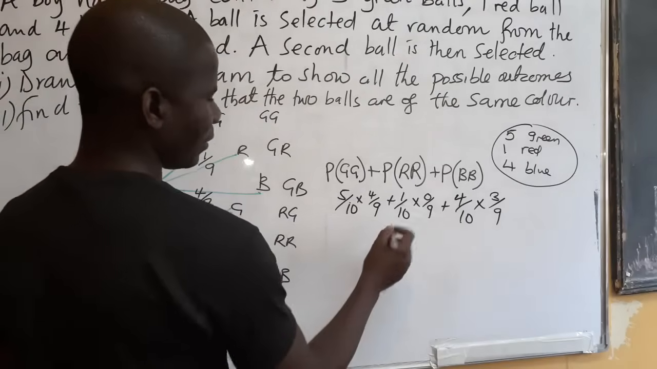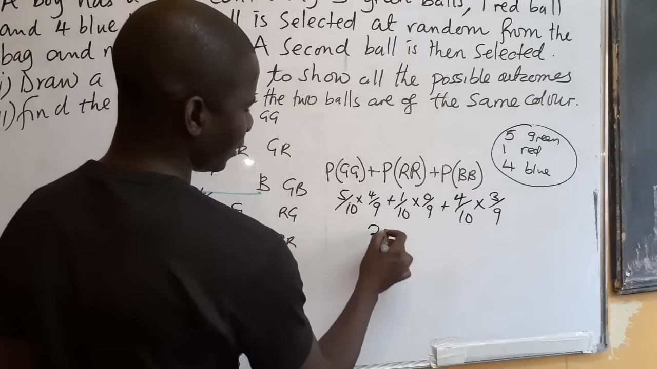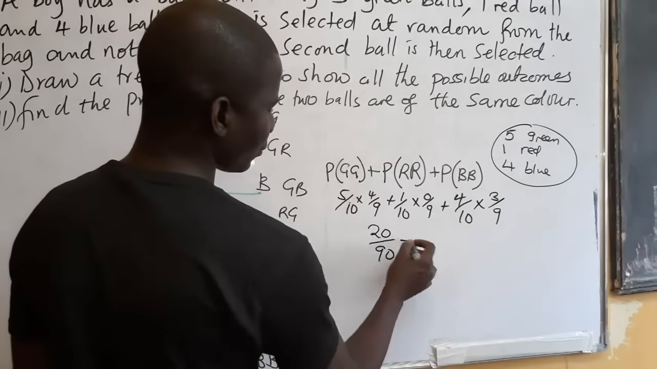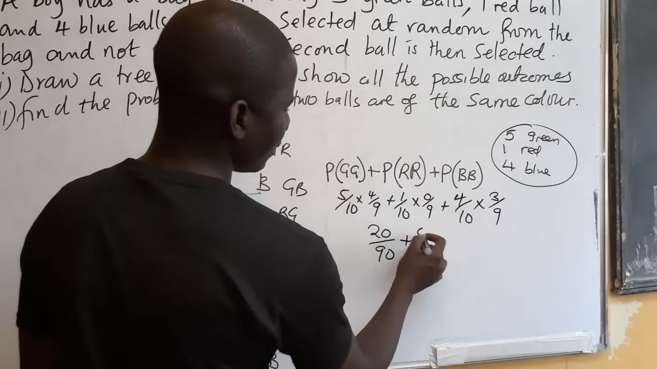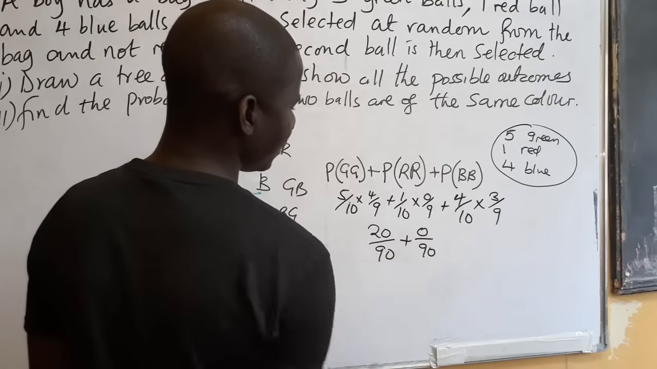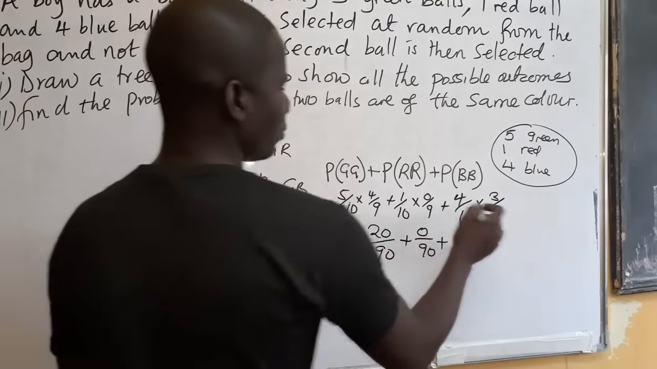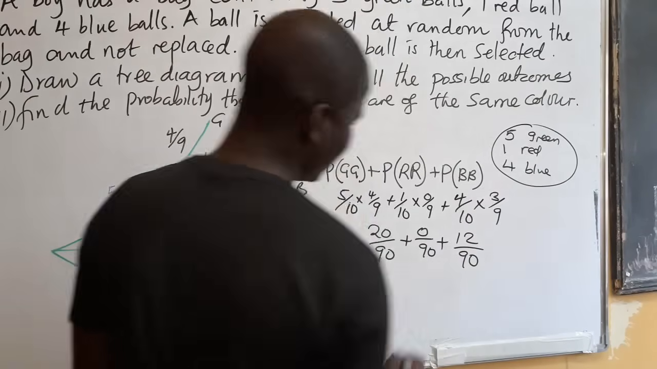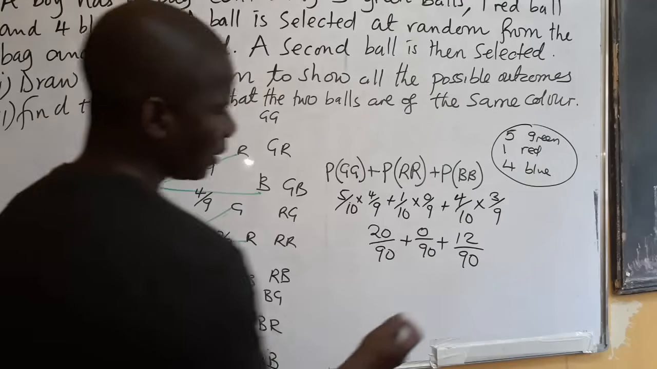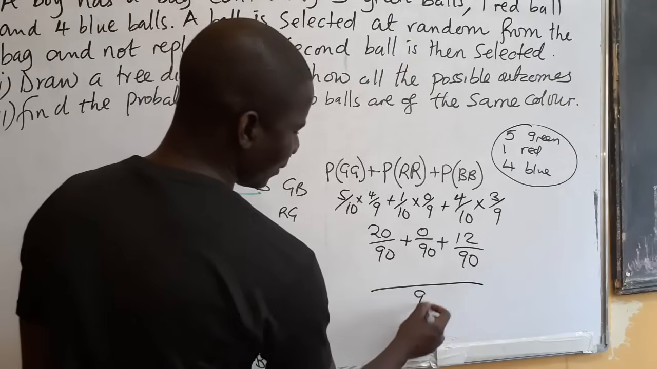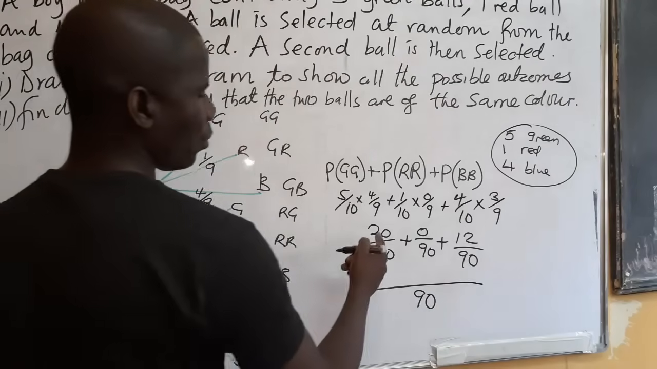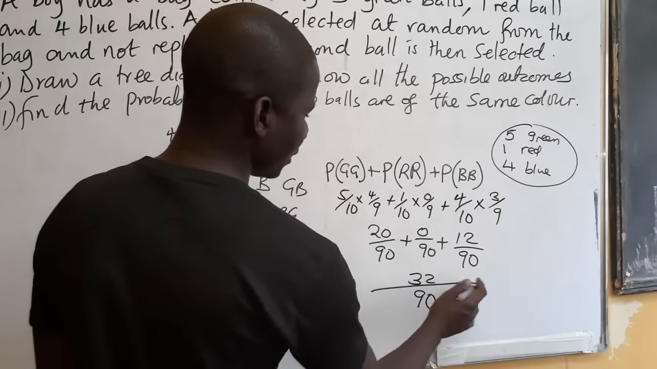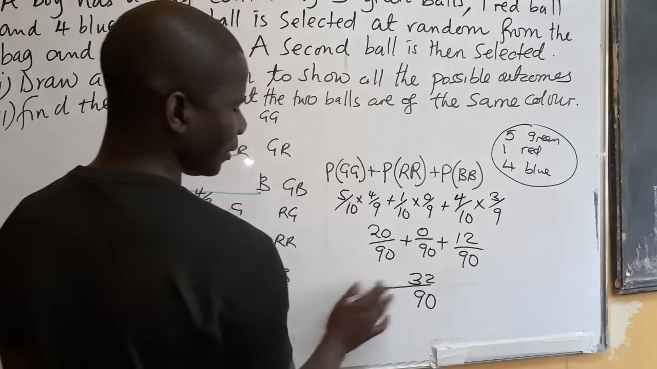This is going to give us what? 20 over 90. Okay? And then this is also going to give us here 0 over 90 plus, what do we get here? 12 over 90. Okay? So we can have our common denominator here, which is 90. When you add these, what do we get? This is going to give us 32, isn't it?